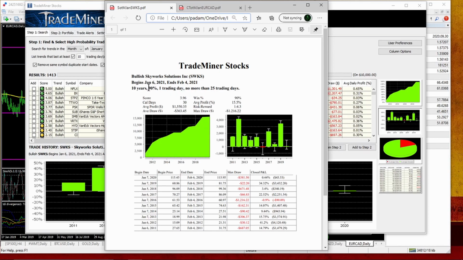So between the dates of January 6th and February 4th, you will have a 90% chance to be profitable, and that's over the last, let's see, about the last 10 years. It's not up here. No, it's not. Yes, it is. Last 10 years here. Only one out of those 10 years did Sky Networks actually come out with a loss. And you can see it here too.